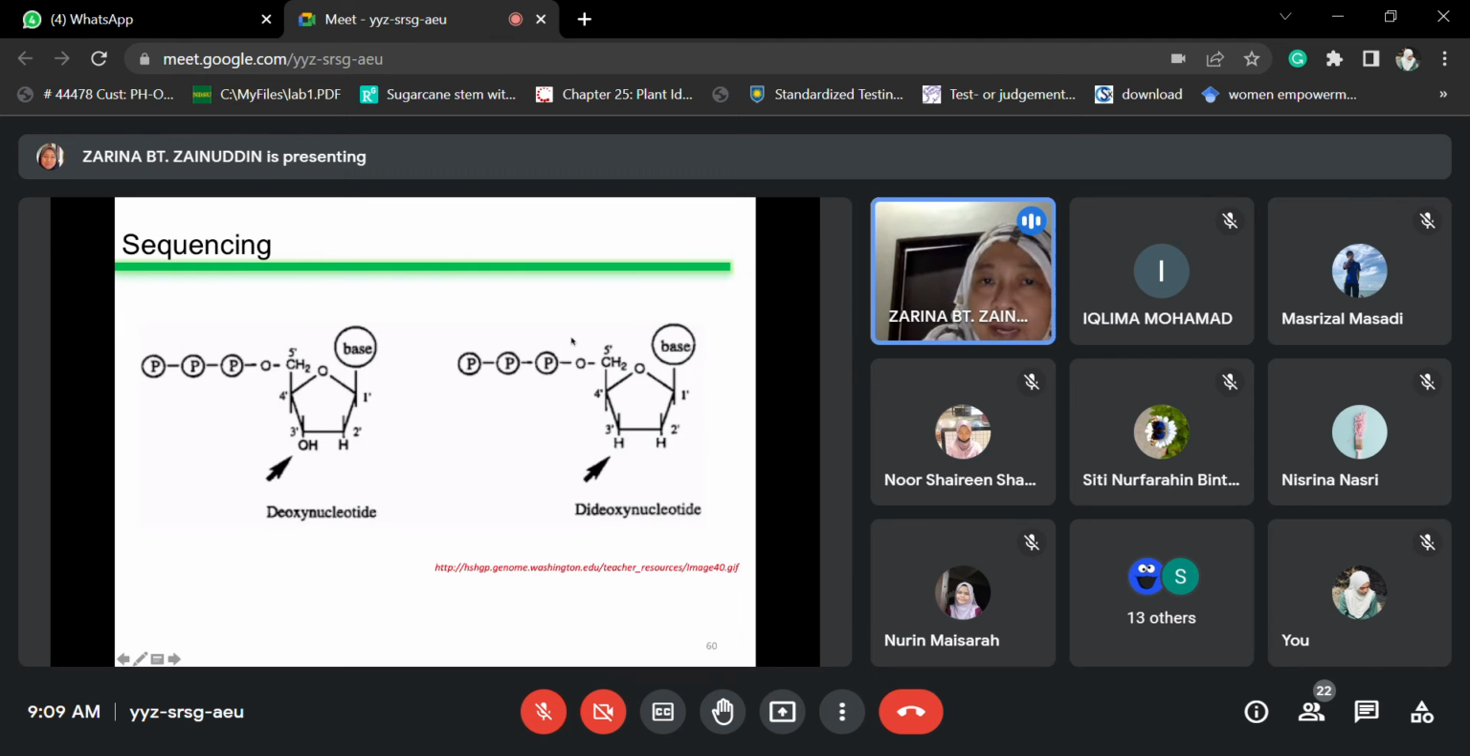But the concept of sequencing is based on the addition of dideoxynucleotide. The difference between deoxynucleotide and dideoxynucleotide is that the deoxynucleotide has an oxygen at the 3' position, but the dideoxy has only hydrogen. There is no hydroxyl group. Okay, clear?